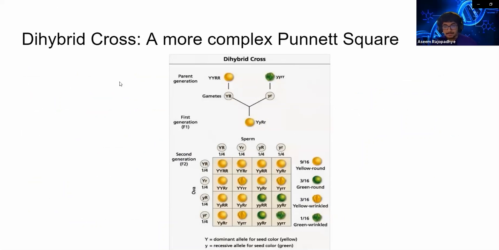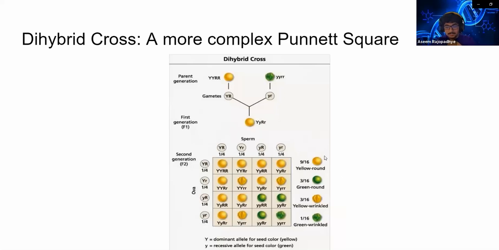And so this is a picture of a dihybrid cross, which is a much more complex version of a Punnett square. Here you can see this dihybrid cross displays 2 different alleles at once. One is for the color of the seed, and one is for the texture, whether it be round or wrinkled. And by putting it in a dihybrid cross, you can see the likelihood of both the alleles showing up in one organism. And you can see both these organisms are heterozygous for both of the genes.